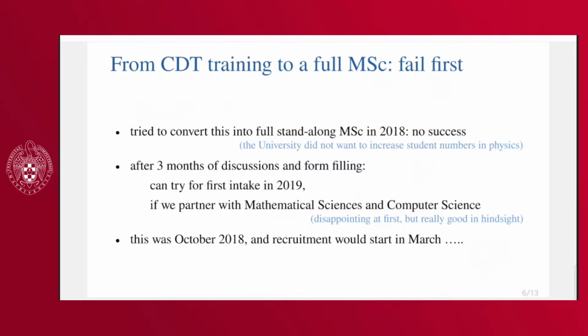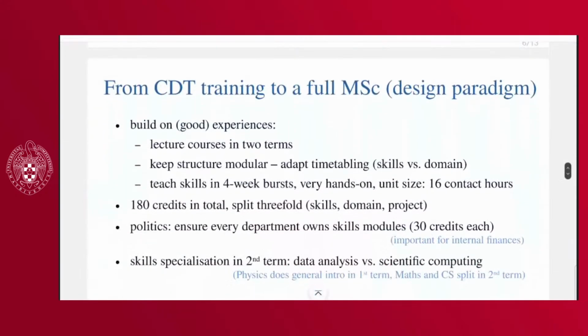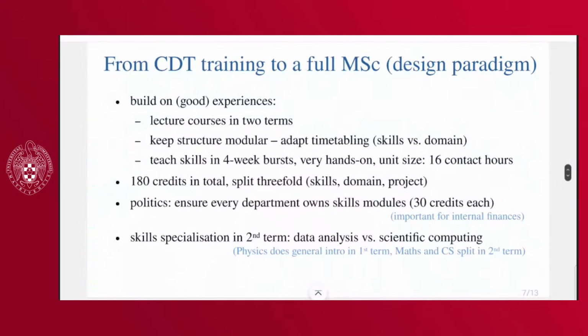I was pretty disappointed that they didn't like the idea, but then I was quite happy that they did like it together with maths and computer science. We teamed our resources, we put our resources and experiences, and we came up with a course structure that is extremely similar to what we did for the PhDs, with a little bit of a twist to make sure that both maths and computer science are happy with it. So we built our MSc course on what I would call the relatively good experience we had so far.